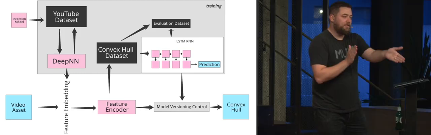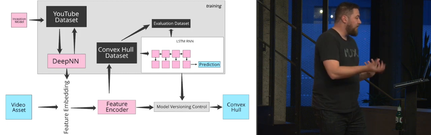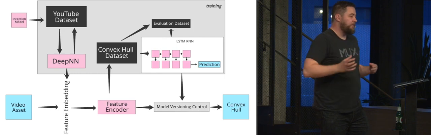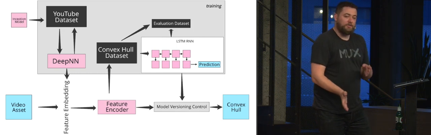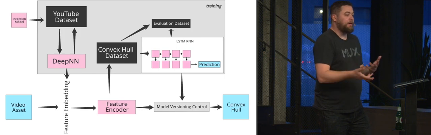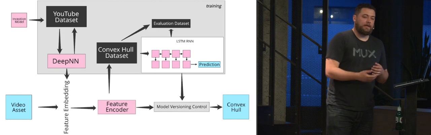You can see there's some of the words I said. Right? There's a YouTube data set, a deep neural net, there's a convex hull data set that we created, an evaluation data set of some of the convex hulls we set aside to make sure we're not just fooling ourselves, and our LSTM that outputs our final predictions. And we're looking at constantly growing this with more and more data types.